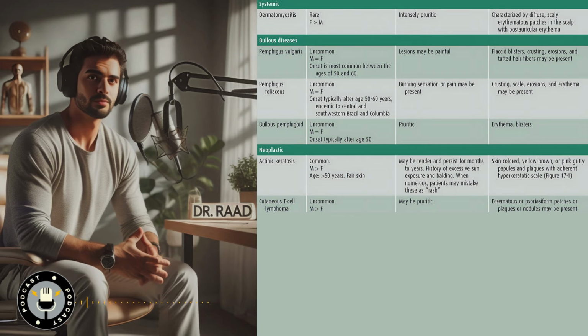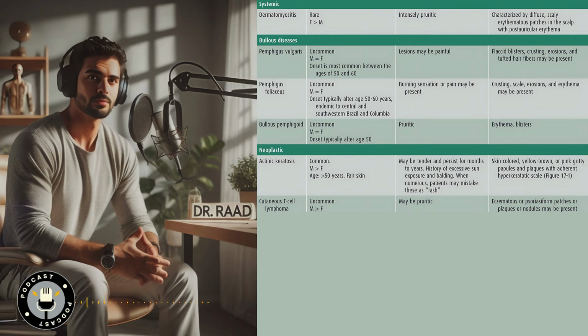Pemphigus foliaceus. Who: also uncommon, affecting both genders equally, usually after age 50 to 60. It's more common in areas like central and southwestern Brazil and Colombia. Presentation: there's often a burning sensation or pain with crusting, scaling, erosions, and redness. Bullous pemphigoid. Epidemiology: uncommon as well, with onset typically after age 50 and affecting both genders equally. What to expect? It's pruritic with red patches and blisters.